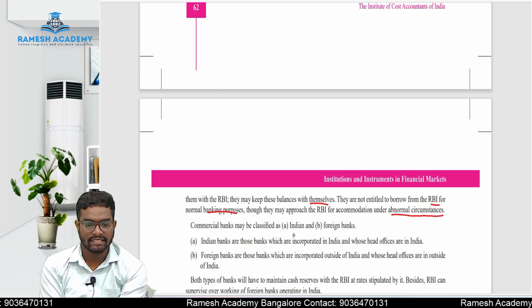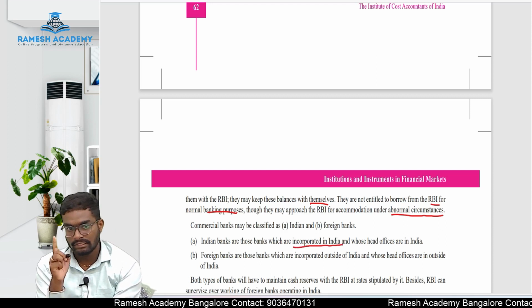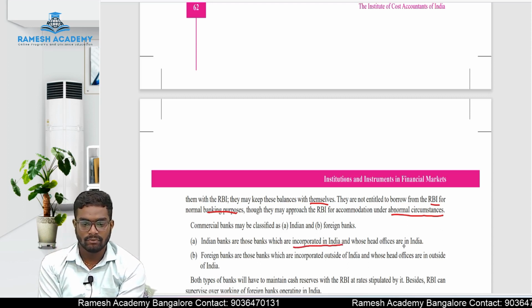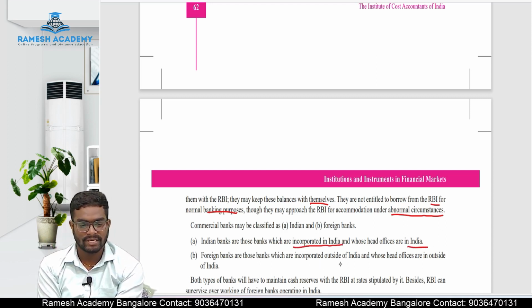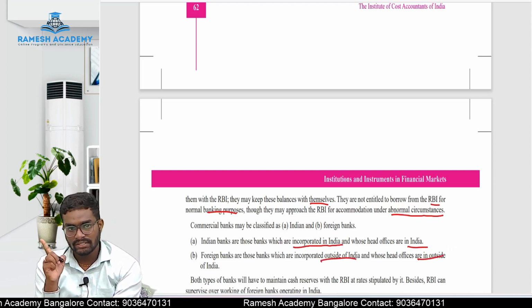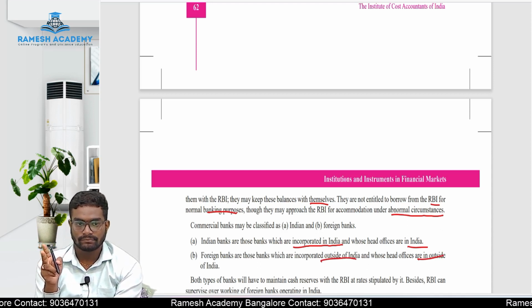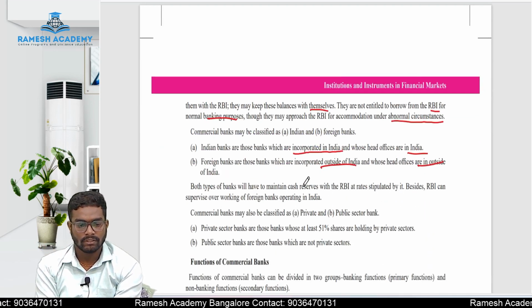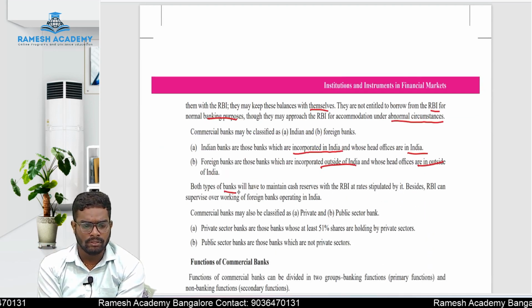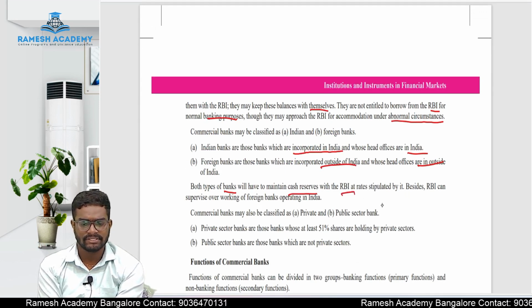Commercial banks can be classified as Indian and foreign banks. Indian banks are those banks which are incorporated in India under the Companies Act 2013, and whose head offices are in India. Foreign banks are those banks which are incorporated outside India and whose head offices are outside India. For example, HSBC, Hongkong and Shanghai Bank, DBS, Development Bank of Singapore, etc. Both types of bank will have to maintain CRR with the RBI at a rate stipulated by it. Besides, RBI can also supervise the working of the foreign banks operating in India.